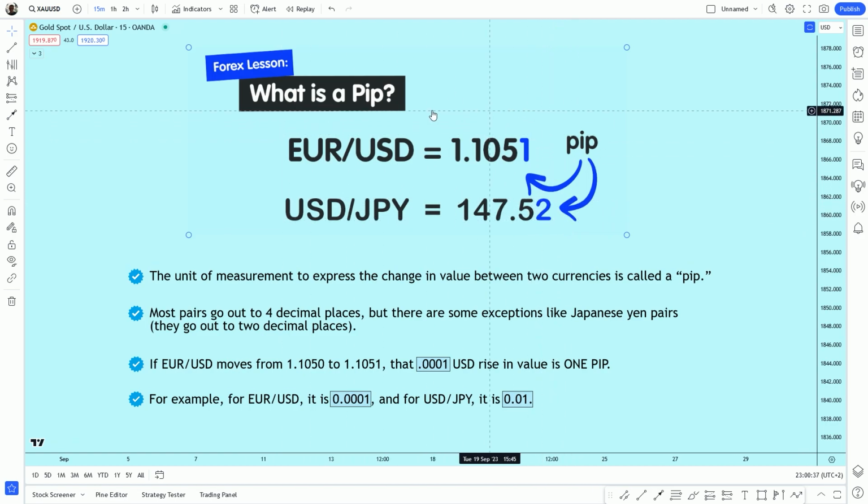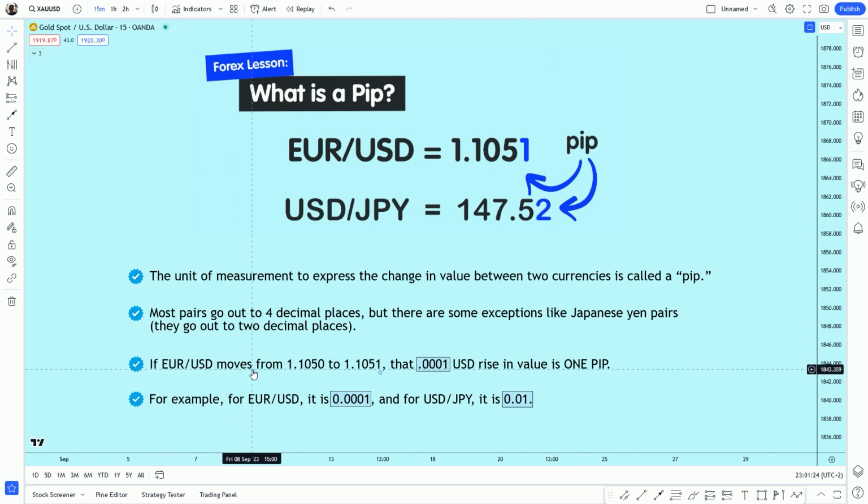Again, for most currency pairs, a pip is a fourth decimal number. This is the first decimal number, second, third, and this is the fourth decimal number. So this is a pip. For JPY pairs, the second decimal number is a pip. This is the first decimal number and this is the second decimal number. This is a pip.